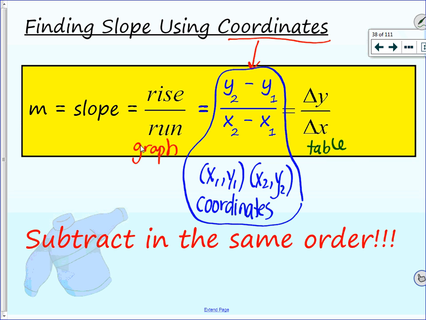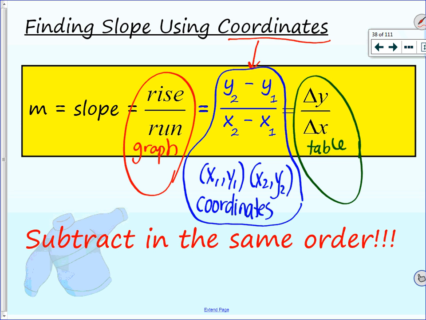But really the ones I like to focus on are the table one and the graph one, because with the coordinates one, it's very easy to mess up whether things are positive or negative. So I'm going to show you how I make everything into the first or the last equation instead of the middle one, because the middle one people mess up. But it's all the same concept. It just depends on how the information is presented to you. Whether you're given 2 points, whether you're given a graph, or whether you're given a table of values.